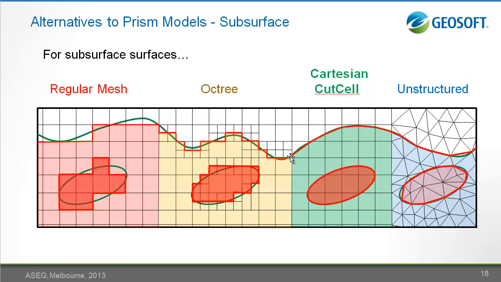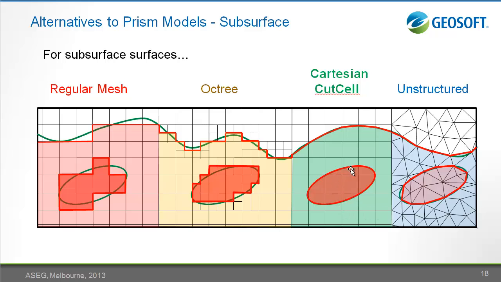Now in this final example, what I want to do is show you how the Cartesian Cut-Cell method works for subsurface bodies. And here I'm showing you again, supposing this oval represents my ore zone, and I'm trying to represent it in a regular mesh. Well, of course I can only represent it in a coarse manner. I can move to the octree method and represent it more accurately. I can work in the unstructured domain, and you can see that you can represent it quite accurately there.